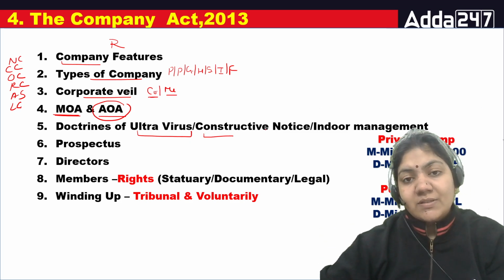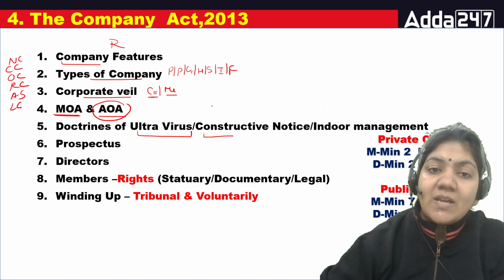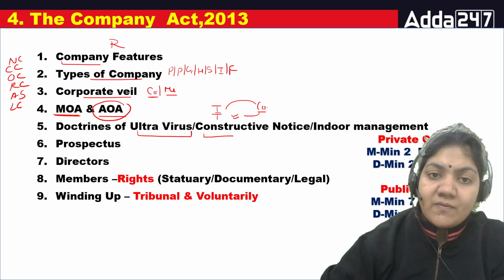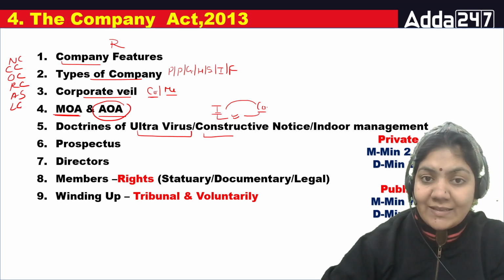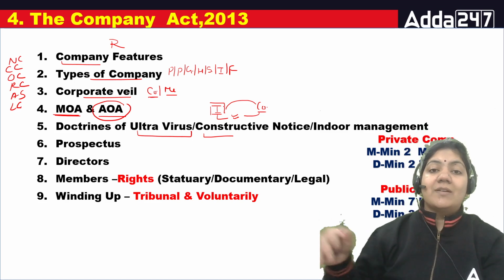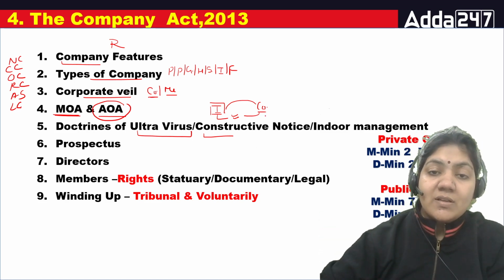Constructive notice is basically, suppose an outsider wants to invest in a company and the company has given all the documents. Suppose the investor has not read 10 points, for that the company is not liable. It is the liability of the investor that he has not read the points. So that's why this is called constructive notice.